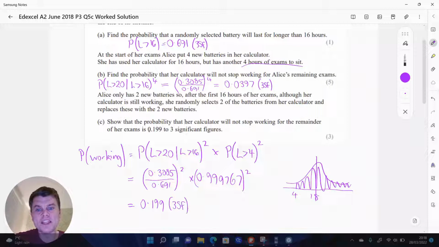Always worth checking, does that match what we're meant to be showing? Yes, it does. So that is our correct answer.